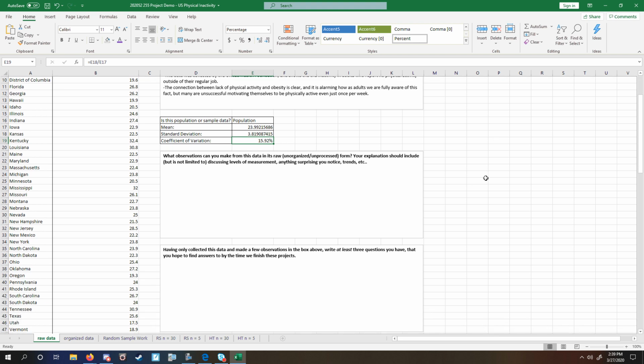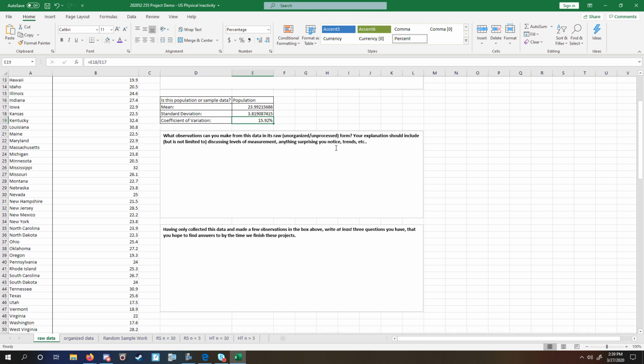So before moving on to your organized data, make sure you pause, and make some observations about the data itself. And you'll see here that I've asked you to make observations about the data in its unorganized and unprocessed form. So talk about levels of measurement, anything that you notice that you think is trending. So for example, are there any outliers that seem blatantly obvious? You would talk about that there.